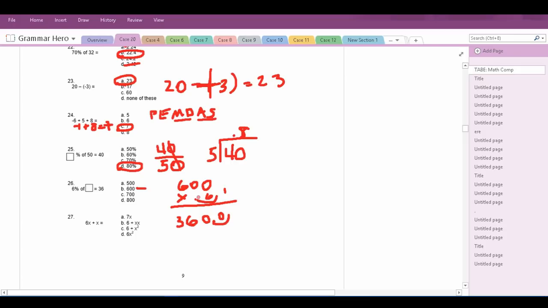Oh, I made a mistake. 0.6 is not 6%. 0.06 is 6%. So actually I had to move this 2. So 1, 2, it is 600. Sorry about that.